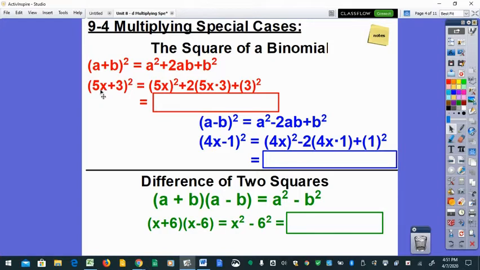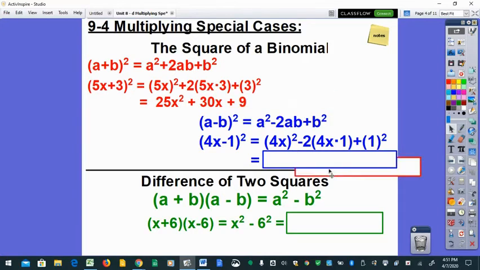So you're going to take that first term and square it. You're going to take that last term and square it to get the 9 at the end. And then you take these two times each other, 15x, and double it. And you end up with 30x in the center. So 25x squared, there's the 9, and 5x times 3 is 15x doubled. This is kind of telling you how to do that in general.